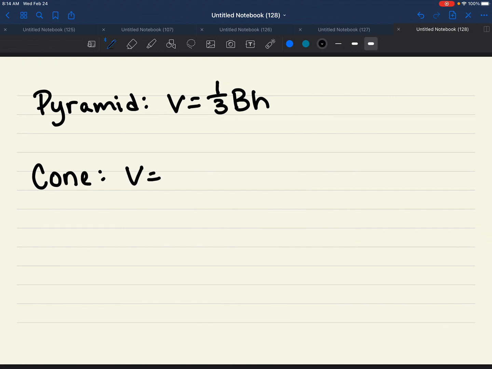Right? Cone's going to be the same thing, but instead of area of the base, we're just going to go ahead and put pi r squared times the height, because the base of a cone, right? That figure of a cone is always a circle.